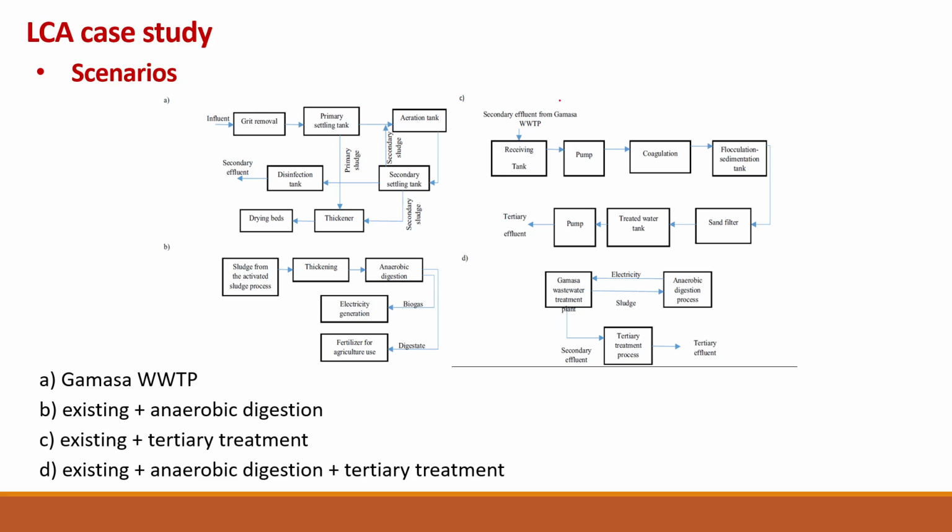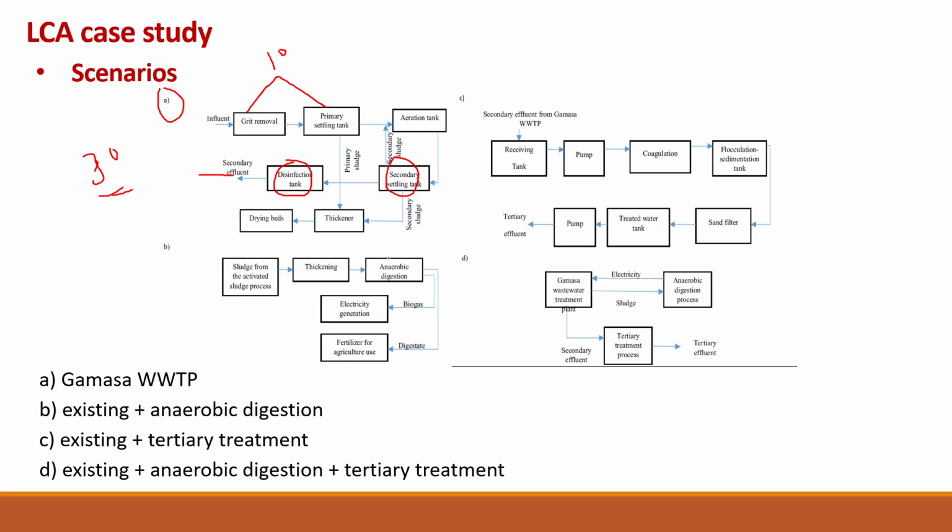So these are the four scenarios which they have considered. This is the existing plant. So here we have the primary treatment, right? Then we have the secondary treatment. There is a disinfection tank, and the secondary effluent is getting discharged. So we see that in the existing scenario, there is no tertiary treatment. Tertiary treatment is basically where we are going for pathogen removal, right? So there is no tertiary treatment.